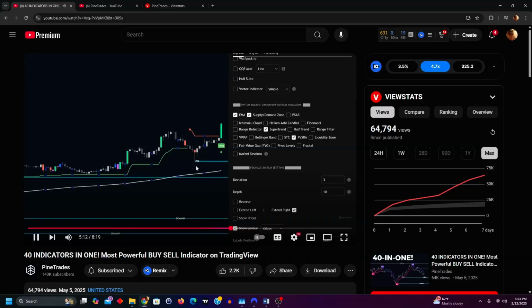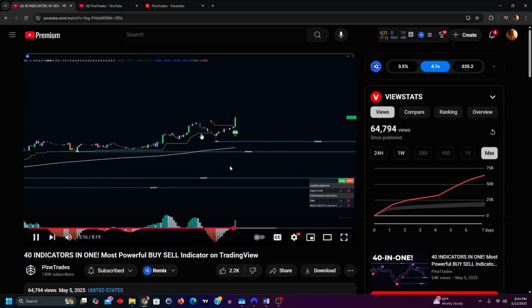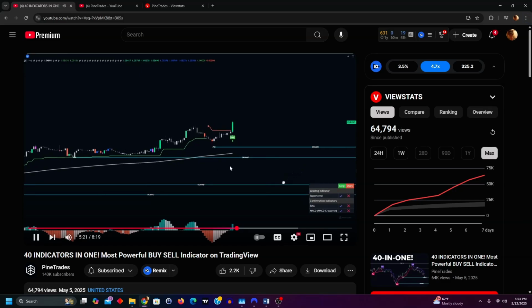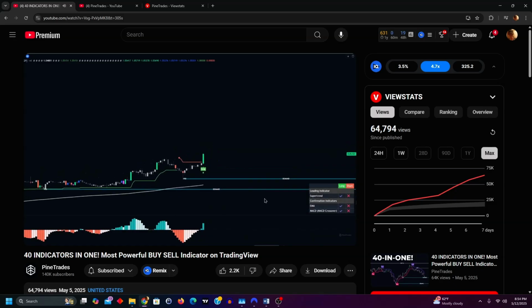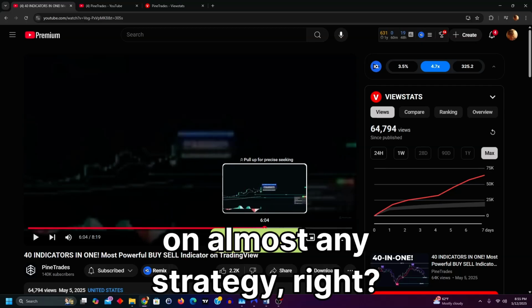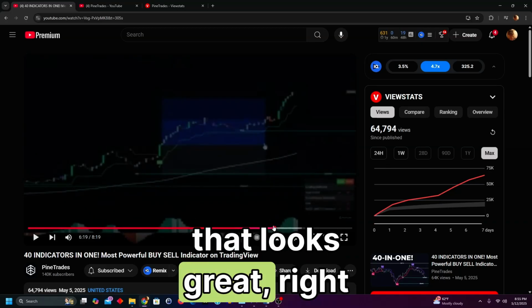Alright, so how do you actually trade using the setup we configured with Supertrend, 200 EMA, and MACD? It's really streamlined now. Since they show an example on here of a winning trade, we programmed those rules into the DIY custom strategy builder. We just watch for the signals it generates. You can find a winning trade on almost any strategy, right? So that looks great, right?